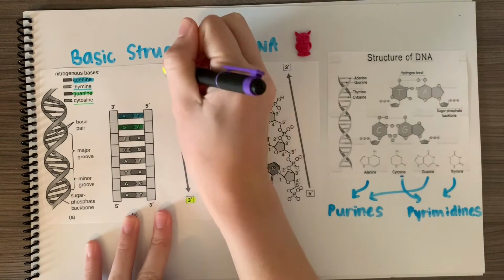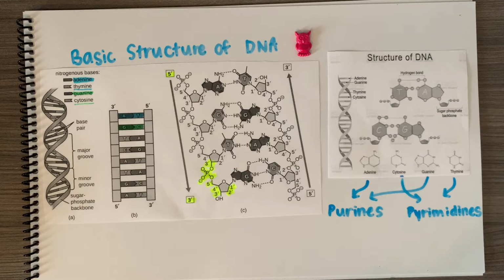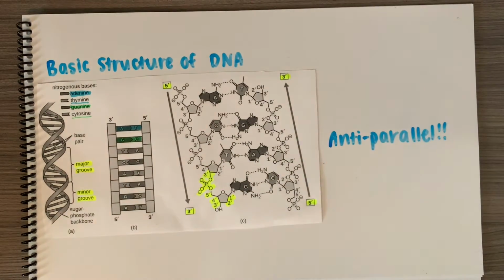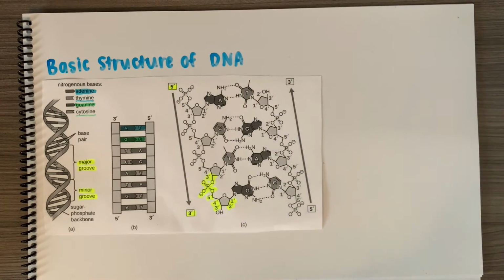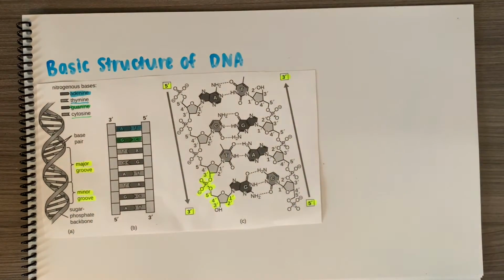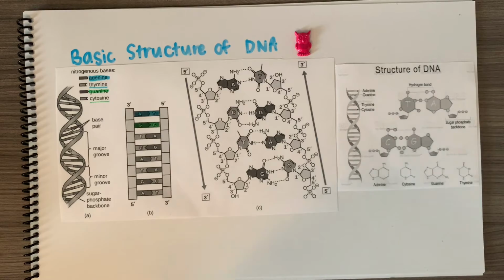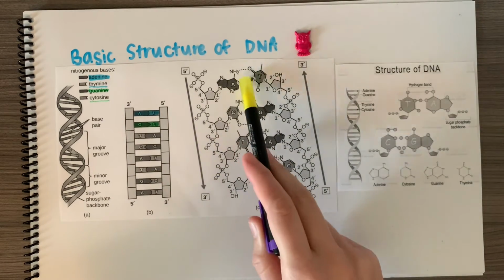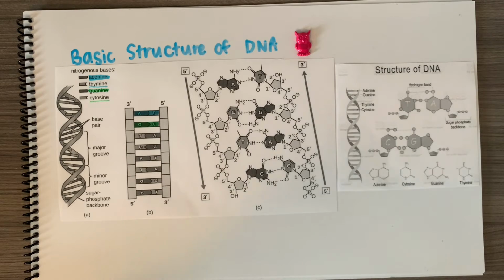This pattern continues up the whole length of the DNA molecule on both strands. DNA is also anti-parallel, meaning that each strand runs in the opposite direction, as shown by the 5' and 3' ends. Being anti-parallel allows the complementary bases to pair, and also allows the formation of hydrogen bonds down the middle of the molecule, which makes it more stable.